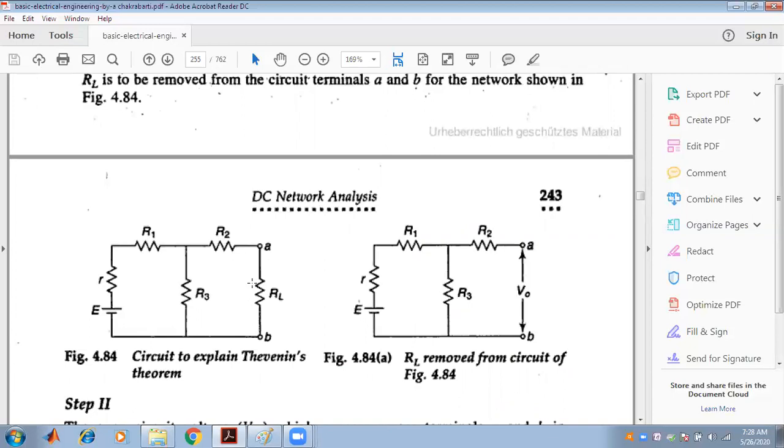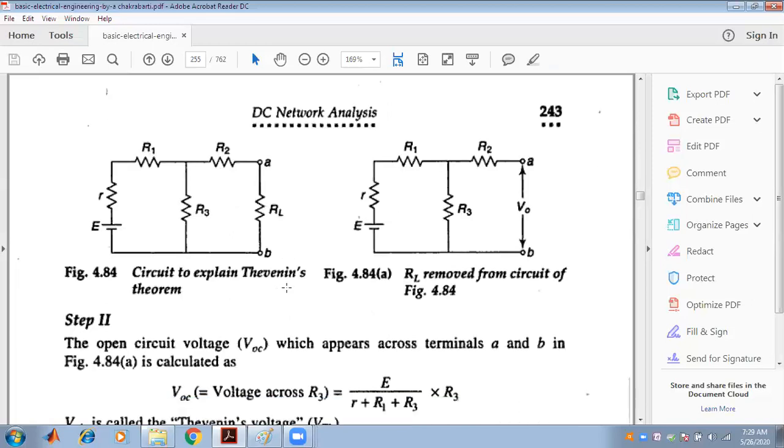So how are we able to find the VOH or VTH? First of all, we have to open circuit that thing. This is the open circuit, and then we have to find the VO, or the open circuit voltage, after removing that RL terminal. This is called the VOH, VTH or VOC, the Thevenin's voltage.